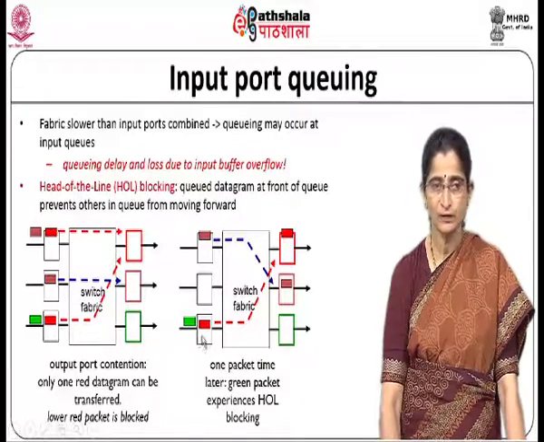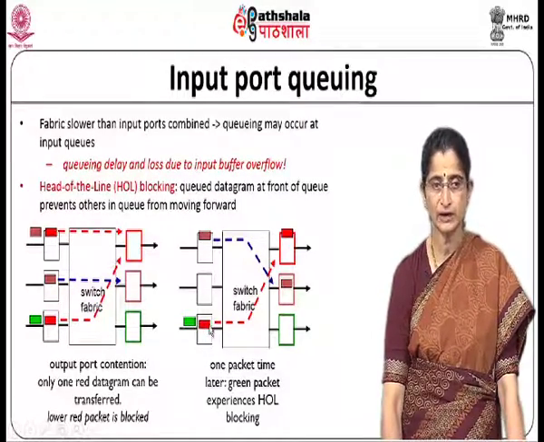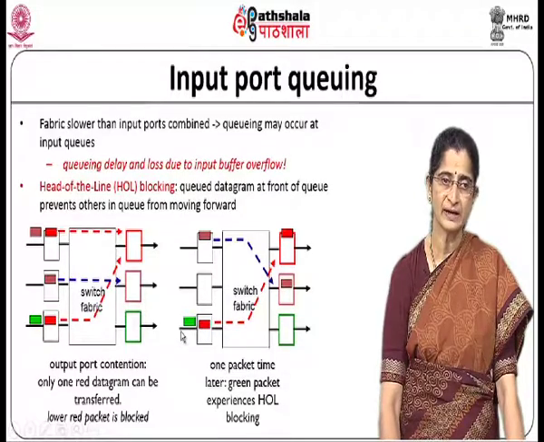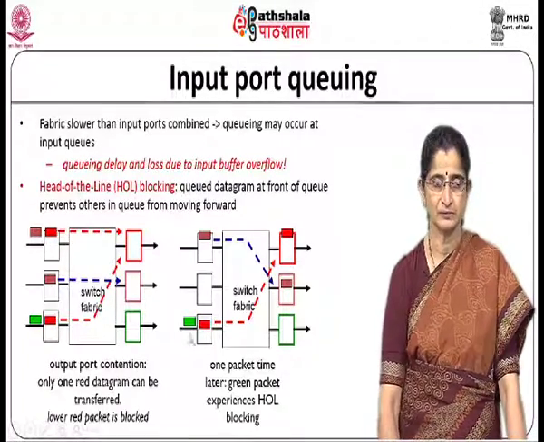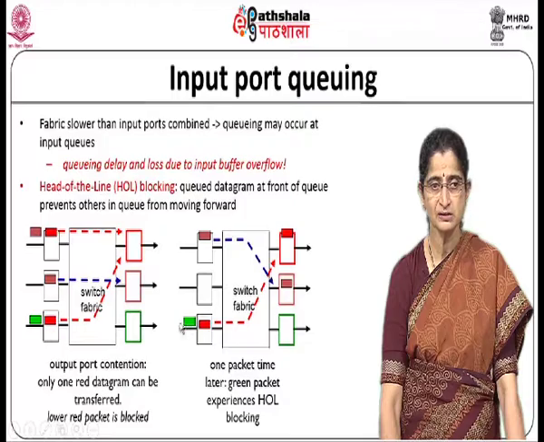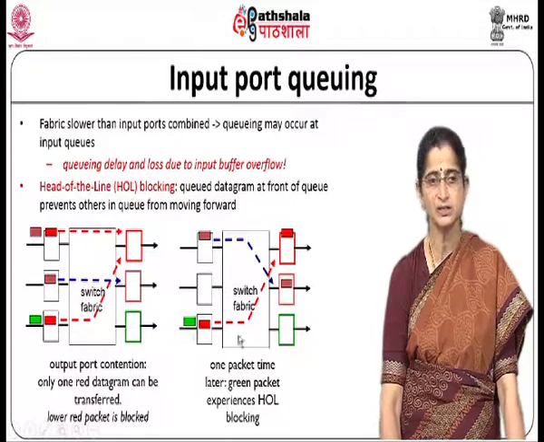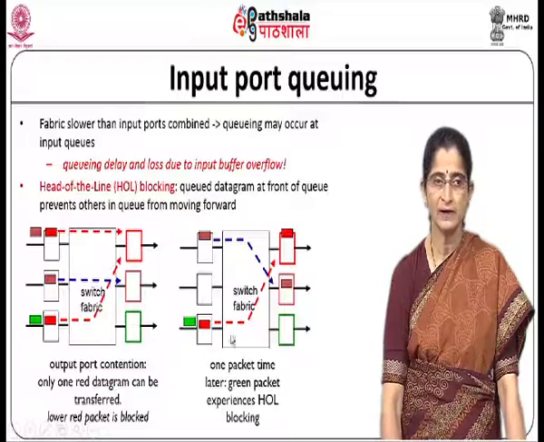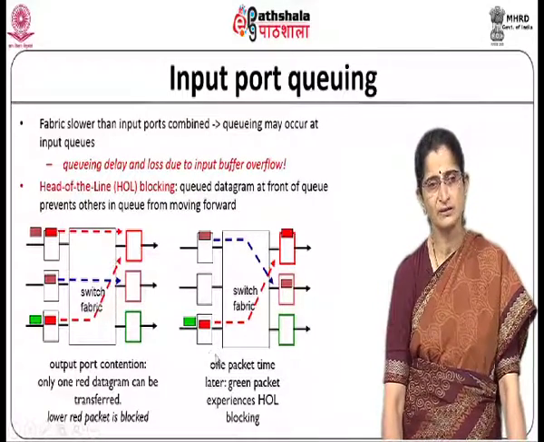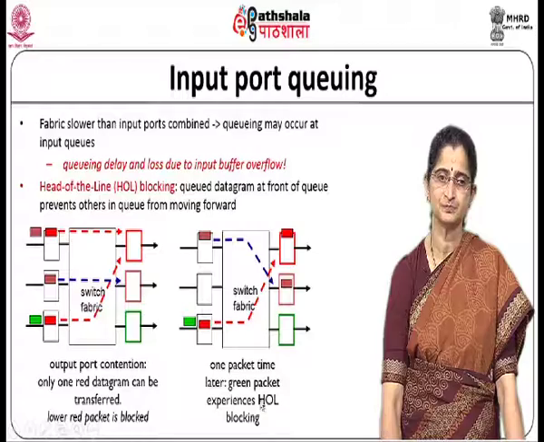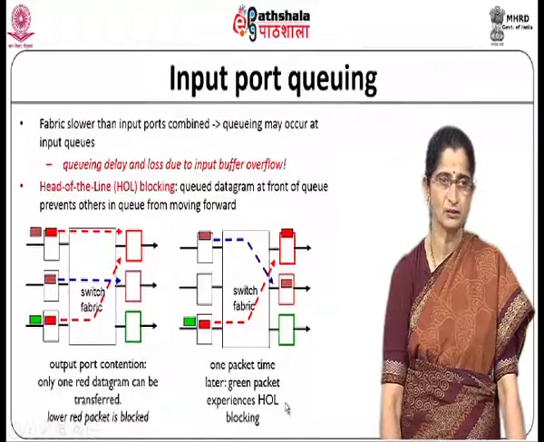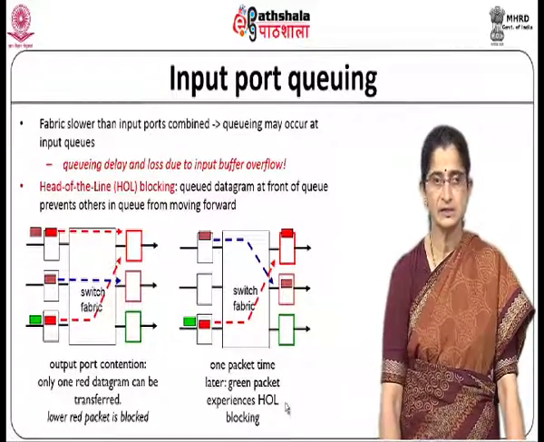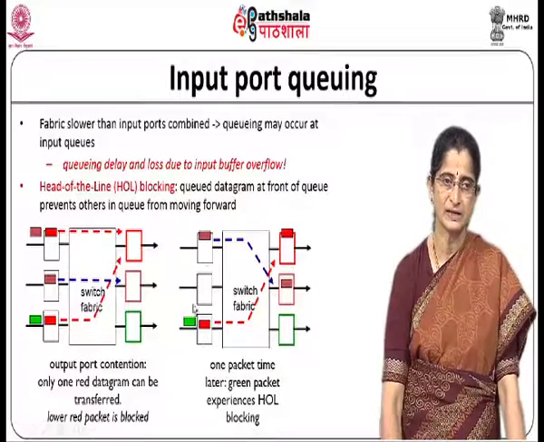So, we call it head of line blocking. There is another packet at the head of the line which is blocking a packet which can actually be transferred. Because of this contention, this one which does not have a contention is blocked. This is normally a problem that occurs when you have input port queuing. This is also one of the reasons why input port queuing is normally not preferred, but in certain cases where it is absolutely necessary, it will be used.